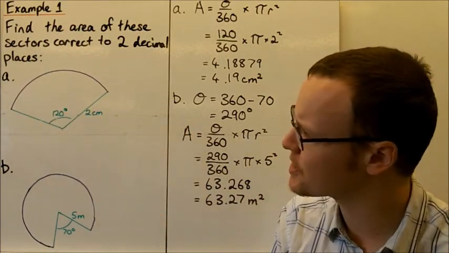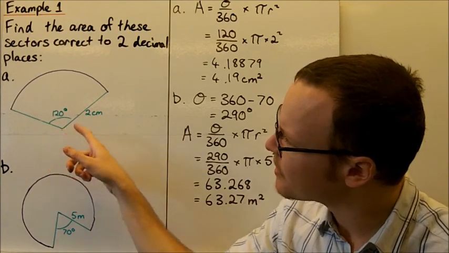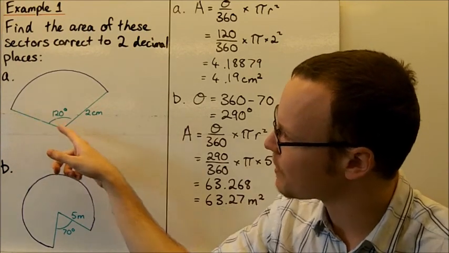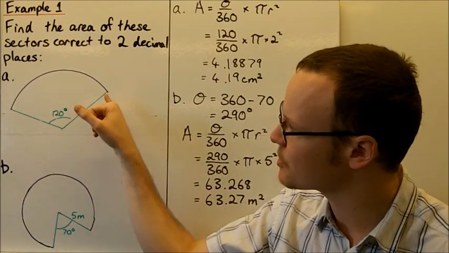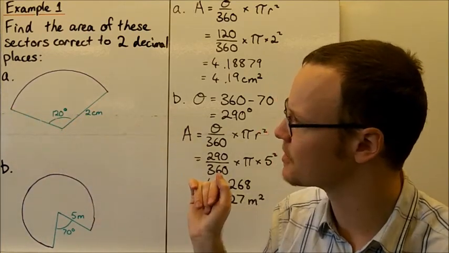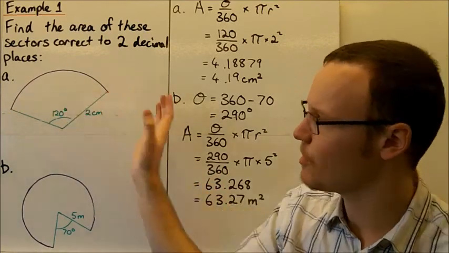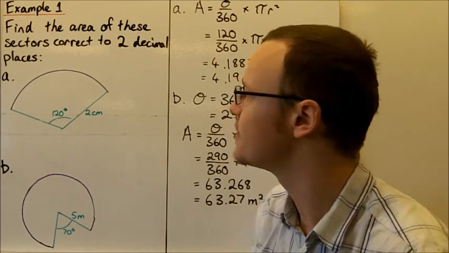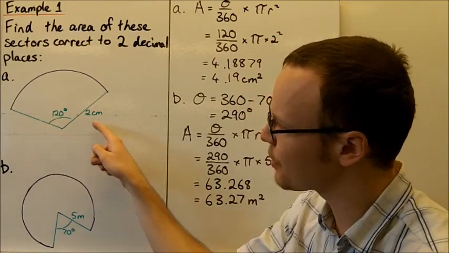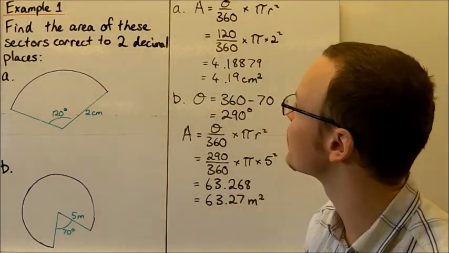So here's our first sector. You can notice that we've cut along the radii, so both of these radii are going to be the same length. This is going to be 2 centimetres and this is going to be 2 centimetres. And the slice of this circle that we've cut out is 120 degrees, so 120 degrees out of 360 degrees if we went around the whole thing.